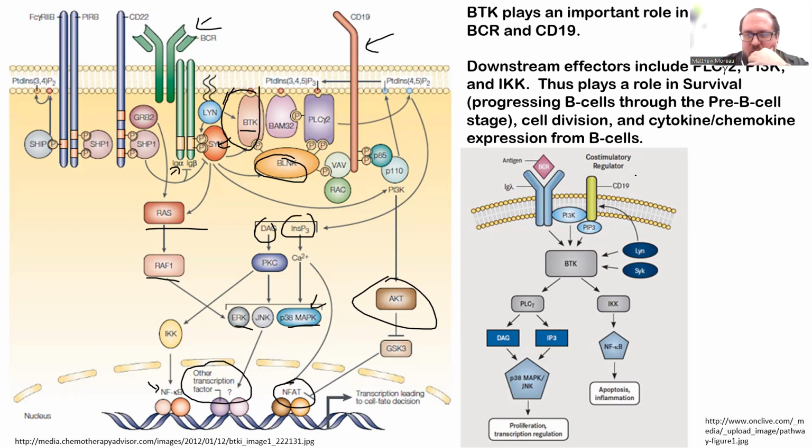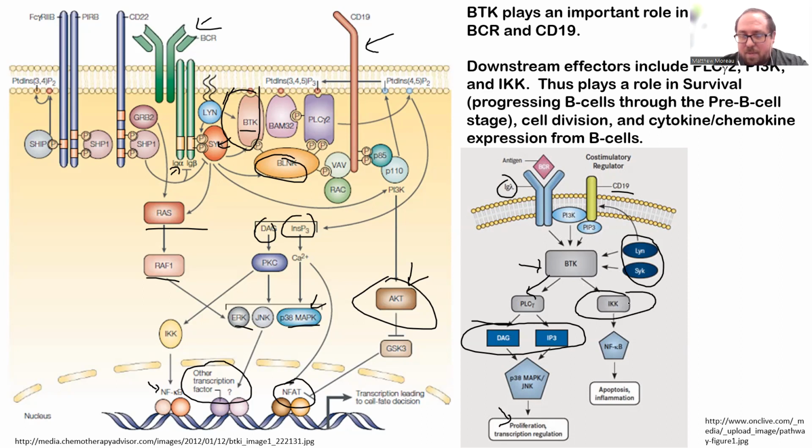So when you have co-stimulation of CD19 and the immunoglobulin B cell receptor, this activates BTK. BTK is activated through the Lyn-Syk pathway itself. BTK phosphorylates and activates phospholipase C, the DAG IP3 network, activating MAP kinase and JNK. So again, proliferation, protein synthesis, AKT activation, and then BTK phosphorylates the inhibitor of kappa kinase.